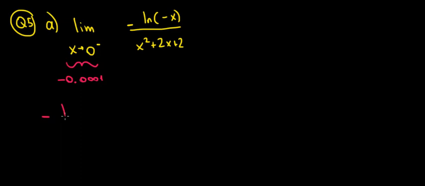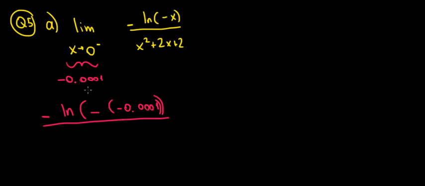That would be minus ln. We keep the minus from this one, and now x is minus 0.0001. So let's substitute that, minus 0.0001 divided by what do we have here? Minus 0.0001 squared. Well, that's almost 0 squared, which is almost 0, so we can estimate it by 0, plus 2 times, again we can estimate it by 0, plus 2.